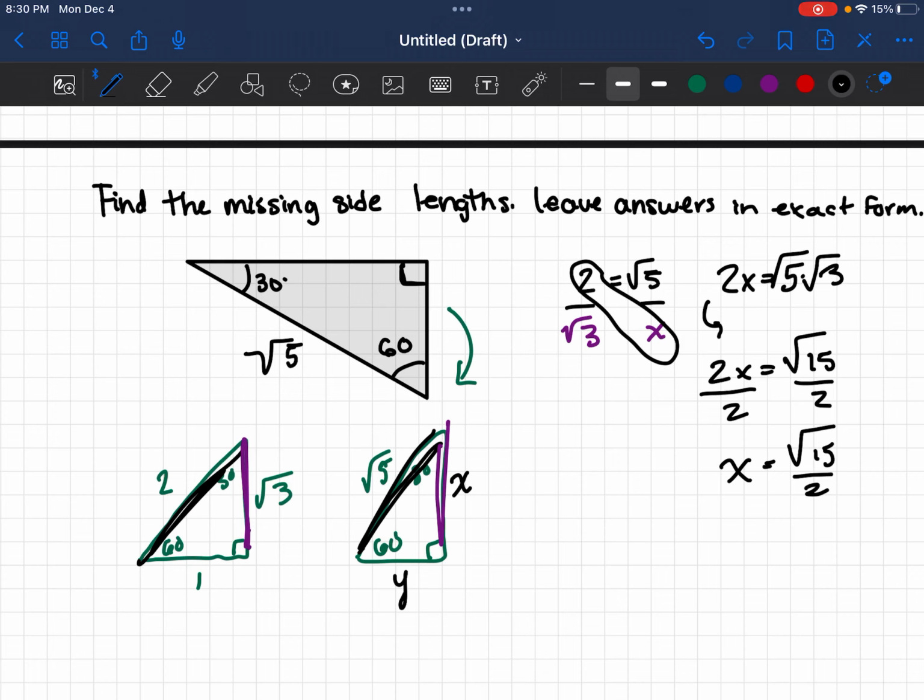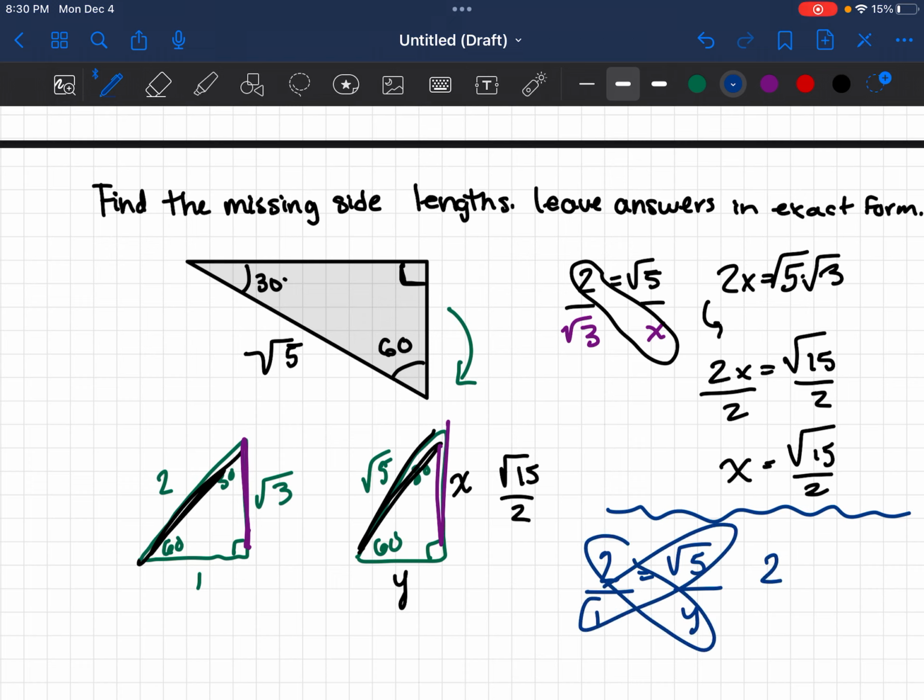And go ahead and put that here. And then I'm going to go ahead and find y. Set up my proportions for the sides that I do know are true. Multiply across. And simplify. And I get y is equal to the square root of 5 over 2.